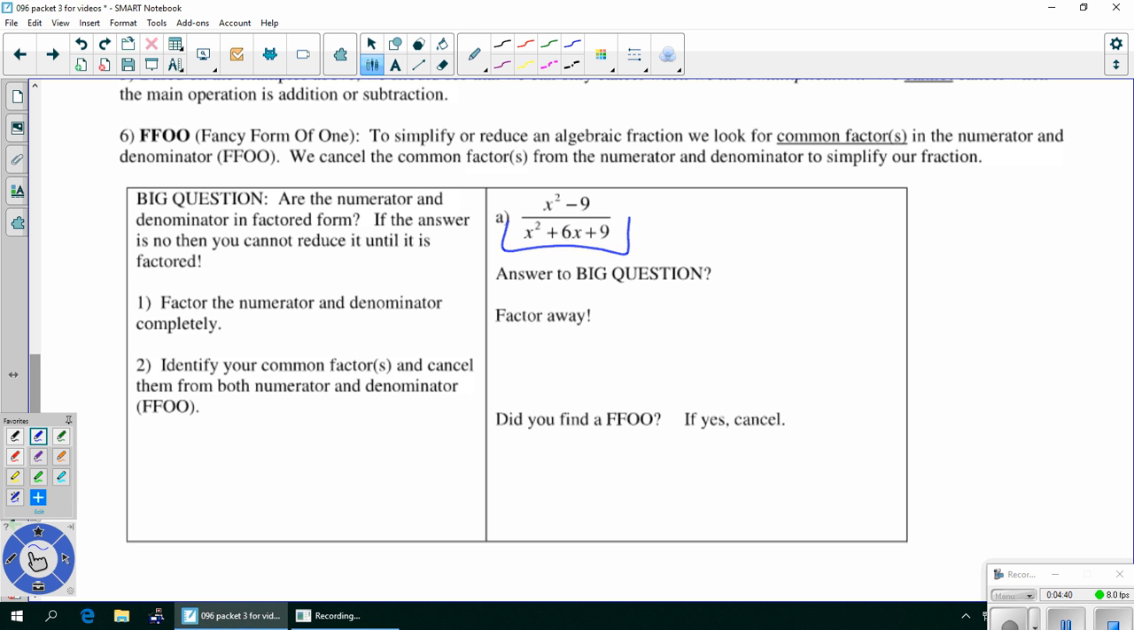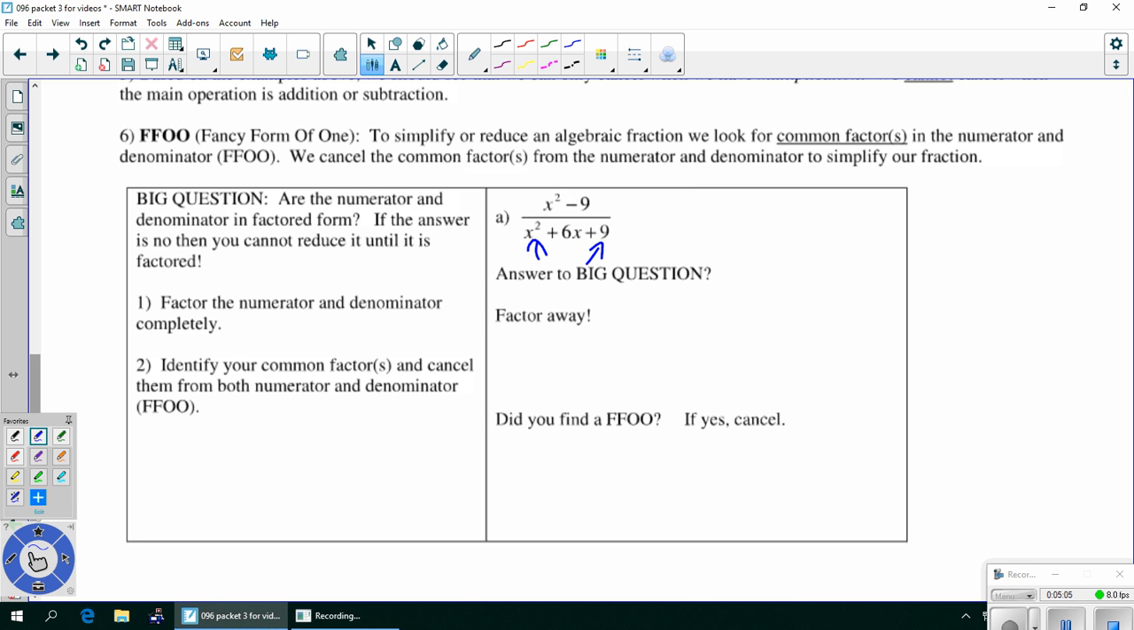So first question to you, are we allowed to cancel the x squareds? Second question, are we allowed to cancel the 9's? The answer to both of those questions is no, because this x squared is next to a subtraction, and I cannot cancel unless it's multiplication on top and multiplication on the bottom. So you can't cancel those. And the same thing on the bottom. This x squared is sitting next to an addition sign. It is not fair game.